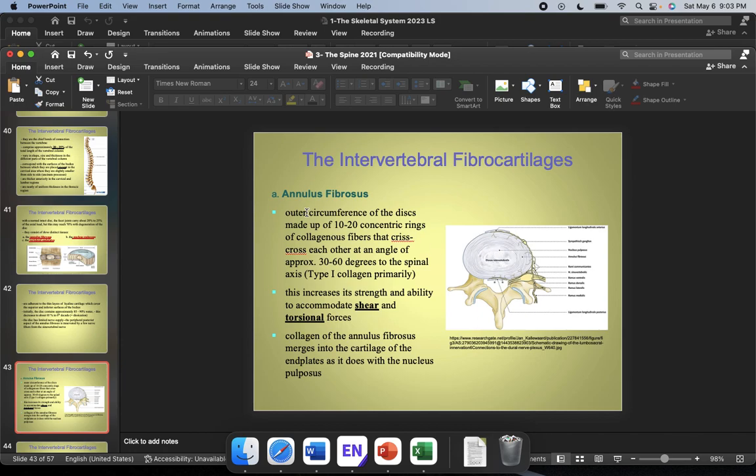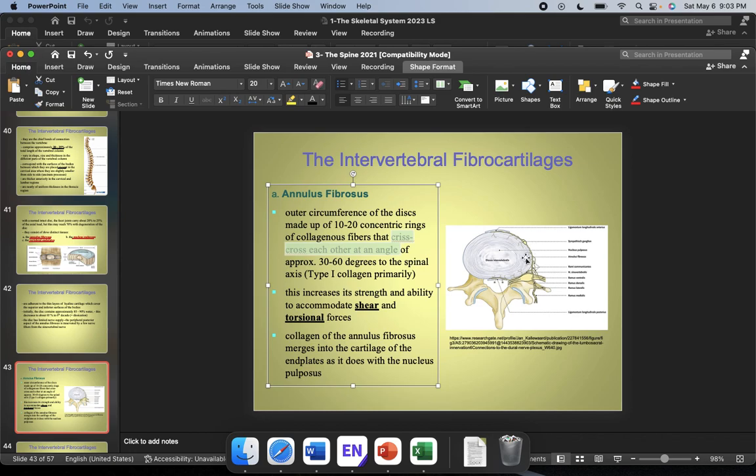The outer circumference of the annulus fibrosus of a disc is 10 to 20 concentric rings that are crisscrossed. They overlap, and that helps a disc maintain its shape and creates rigidity and structural integrity. You can see here the innervation and the vasculature on the outside. This overlapping structure makes it very impermeable.